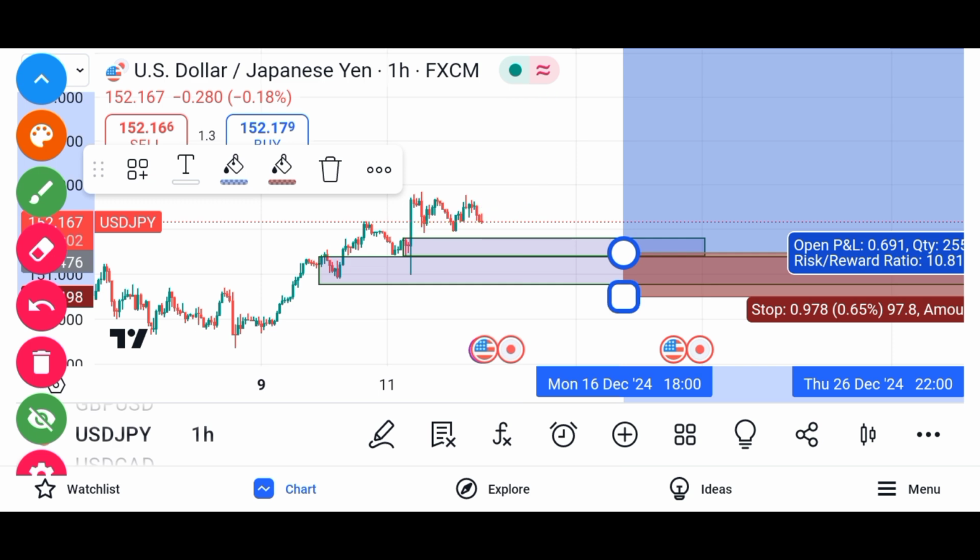So this is our outlook for USDJPY for this week, this month, maybe the next 2 months to come, or this month particularly. All right.